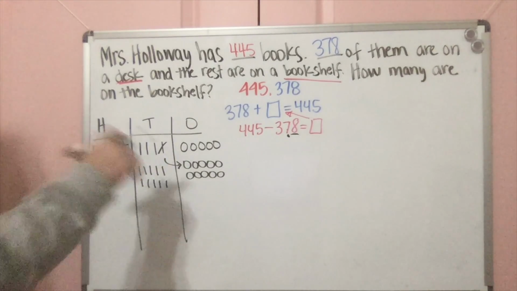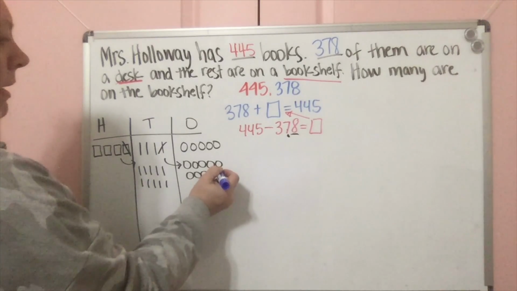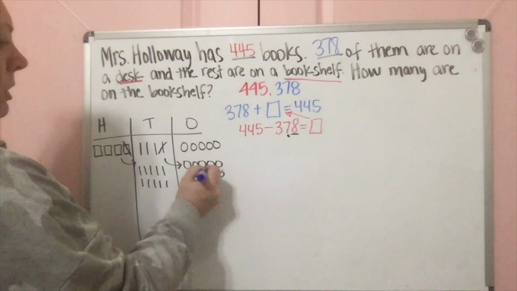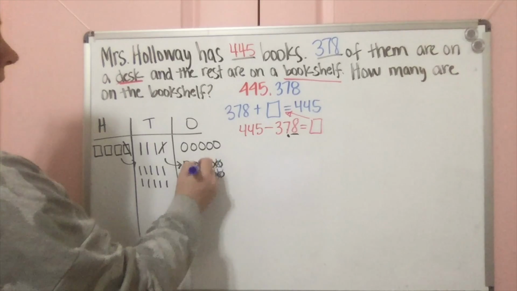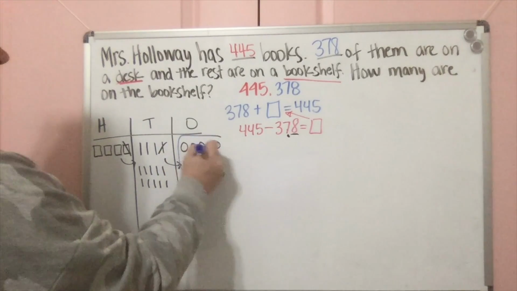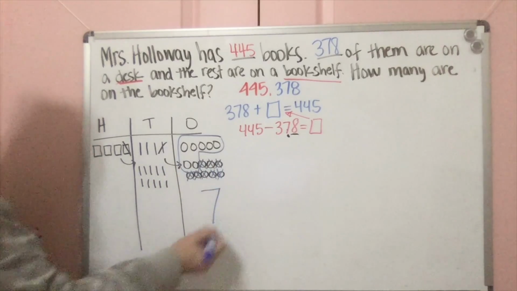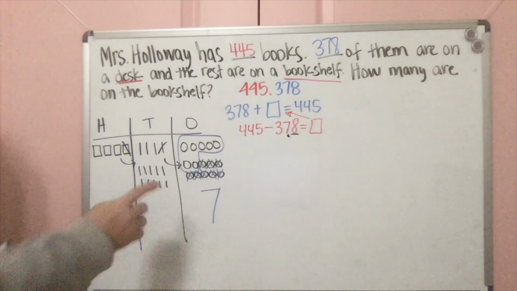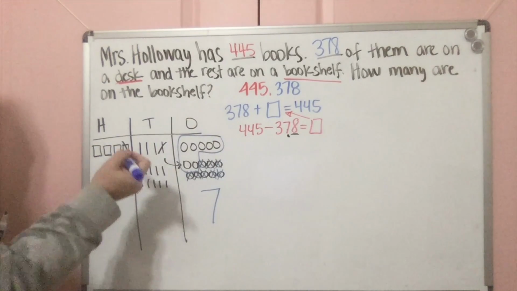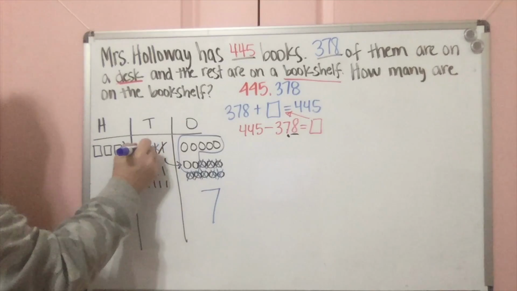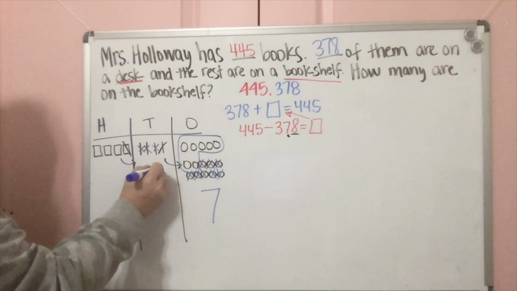So we're going to come back over here, and we're going to start by taking away 8 of these. So we can just X them out. 1, 2, 3, 4, 5, 6, 7, 8. So we have these left, and I know that that's 5, 6, 7. There's 7 left. We move over to the tens. We have to take away 70, okay? So we're going to go 10, 20, 30, 40, 50, 60, 70.